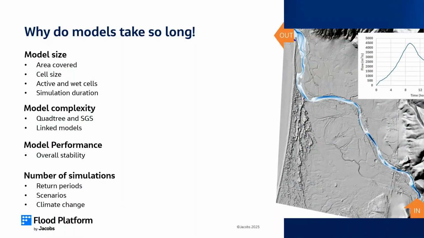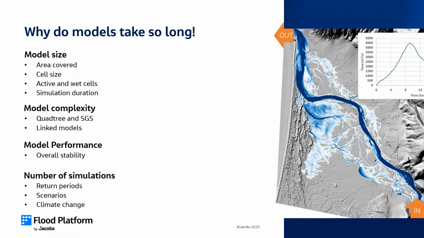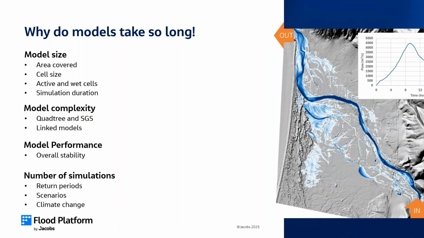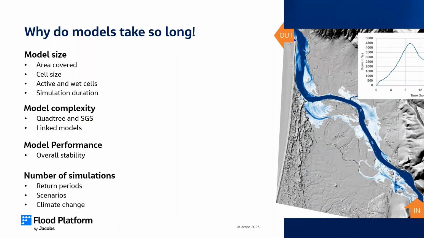So why do models take so long to run and what can we do about it? There are 2 broad areas here. So we can reduce the time it takes for an individual simulation to run, and we can reduce the total number of simulations we need to run. And we should be doing both. We should be challenging both. So the first thing we need to do is look at how we can speed up individual simulations.